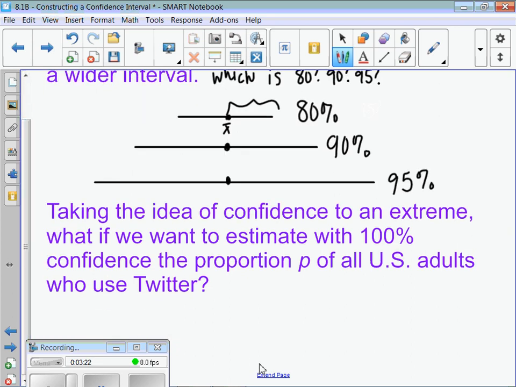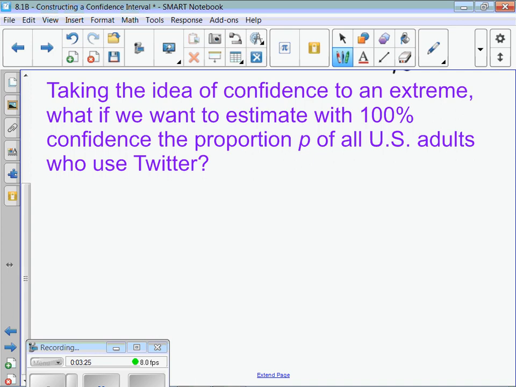And again, back to that extreme confidence. What if we want to be 100% confident in the proportion of all U.S. adults who use Twitter? What would my confidence interval be if I'm talking proportions and I want to be 100% sure about my guess on proportion of people who use Twitter? What's my interval going to be? 0 to 100. I'm 100% sure that the proportion of U.S. adults who use Twitter is 0 to 100. Make sense? So that's stupid because it doesn't help us do anything, right?